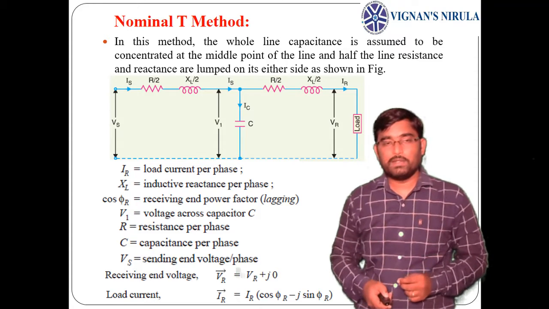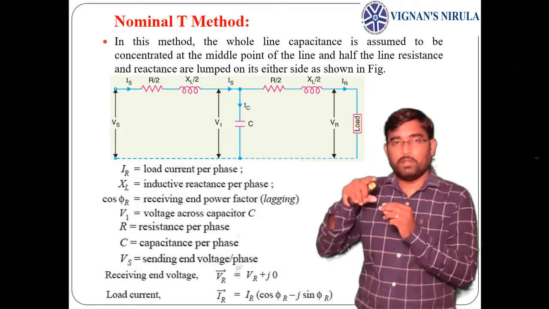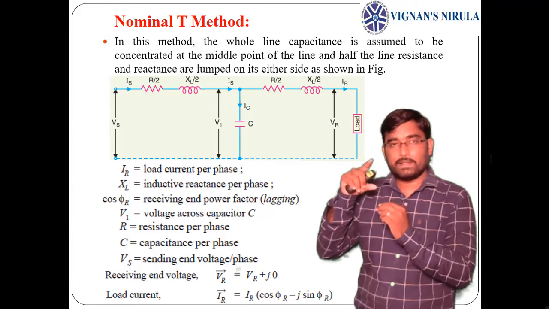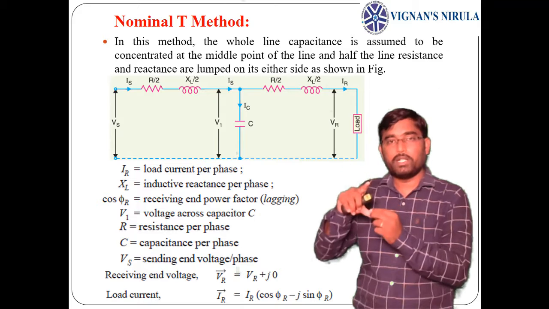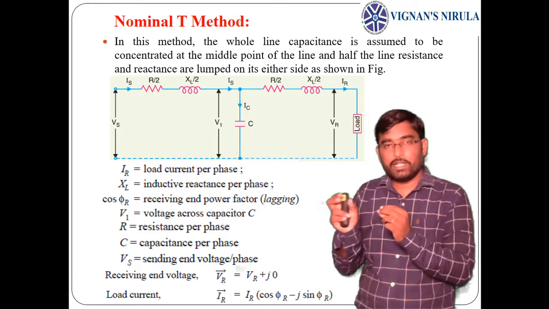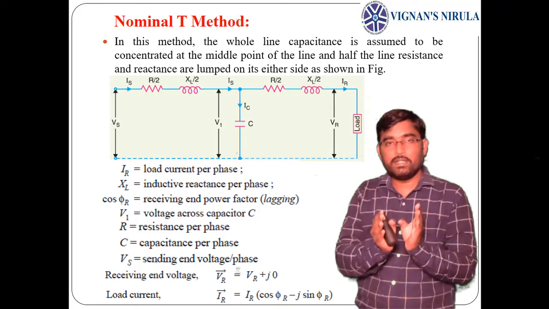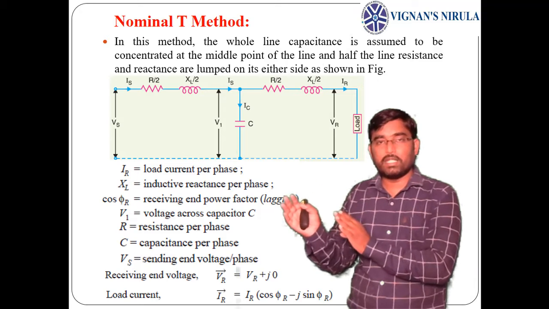Here, the total shunt capacitance will be taken as a lumped parameter at the midpoint of the transmission line, and the total series impedance will be divided into two halves. The first half is placed at the sending end and the second half at the receiving end.